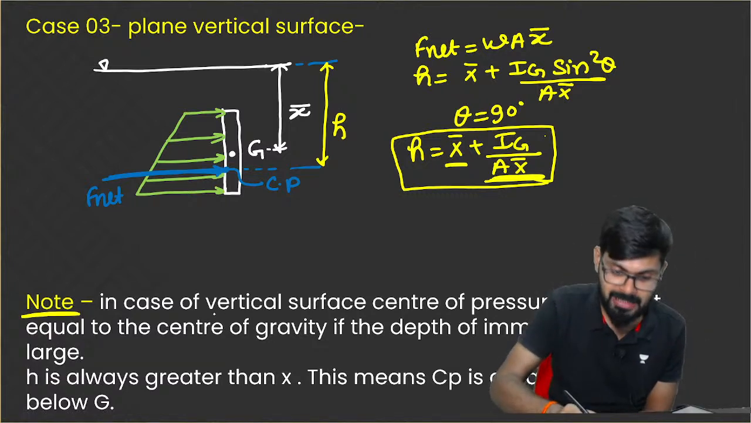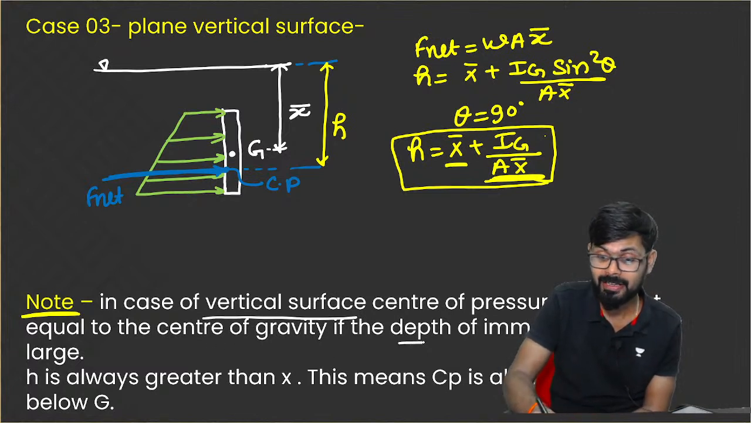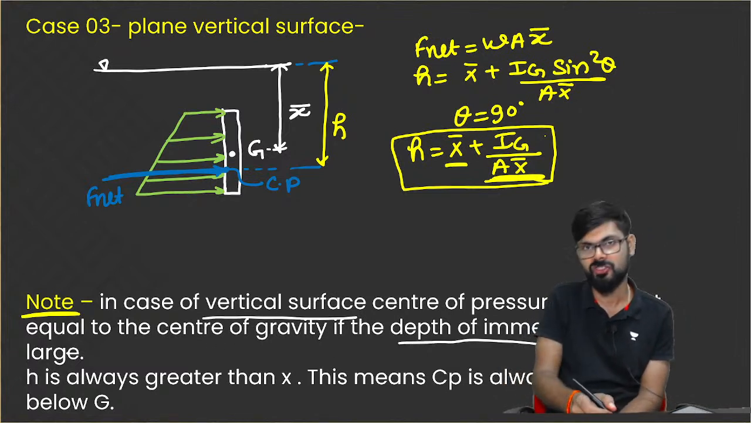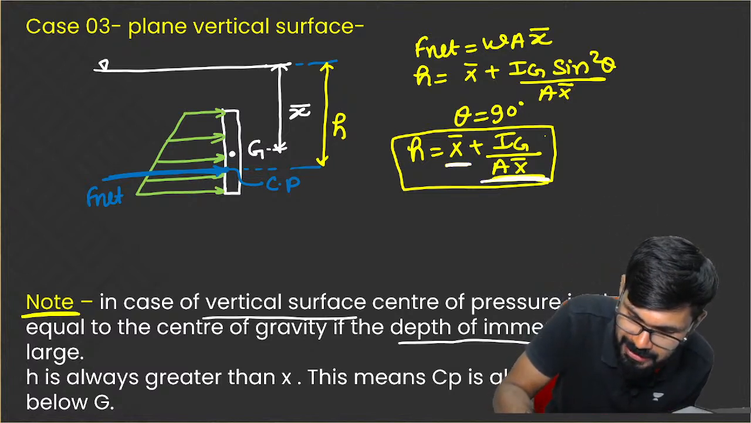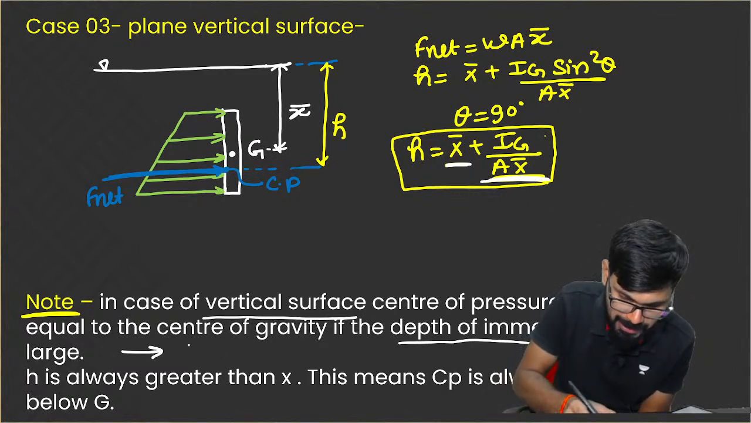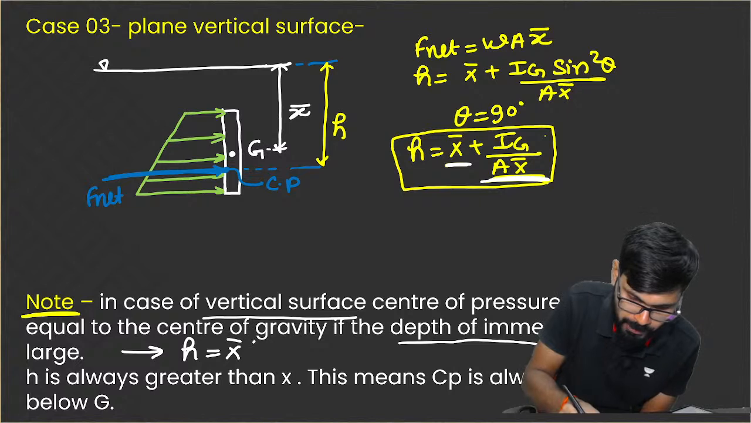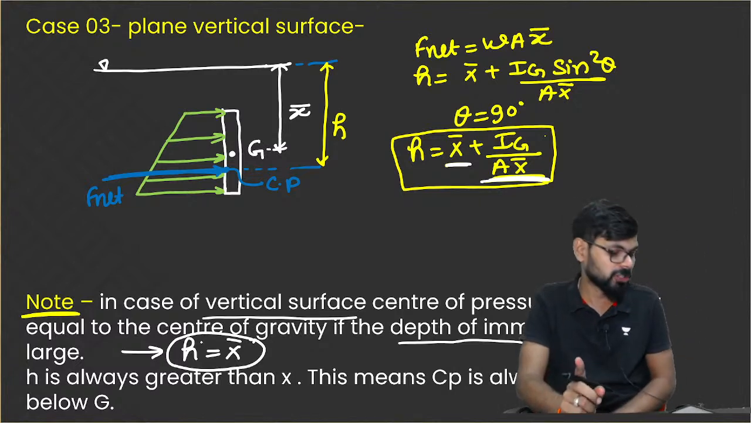If in case the vertical surface center of pressure is almost equal to center of gravity, if the depth of immersion is so large, then x bar value keeps on increasing and this value will decrease. So this can be neglected, and in that case basically h value will come x bar if the depth of immersion is very, very high.